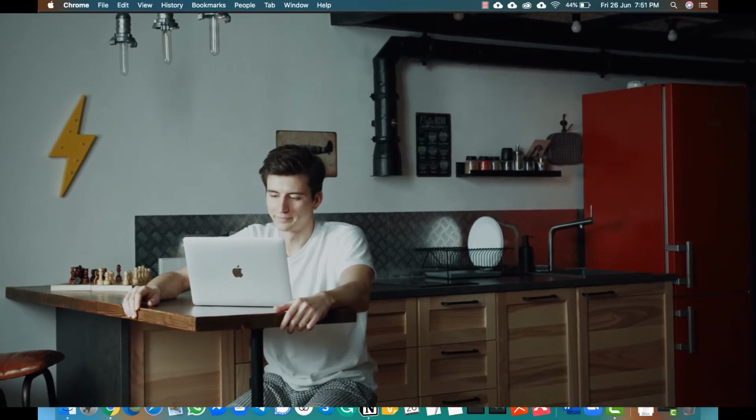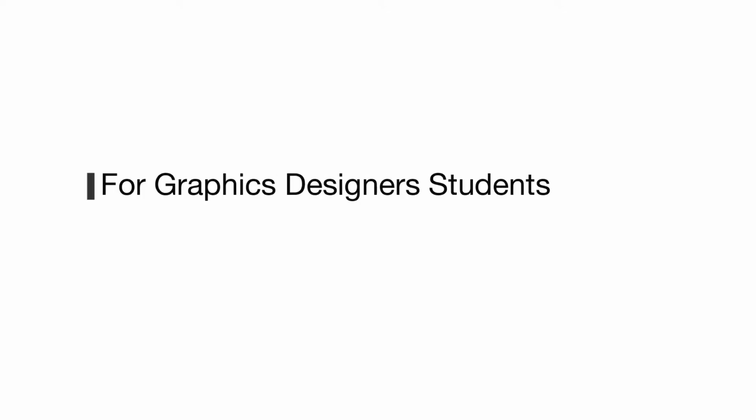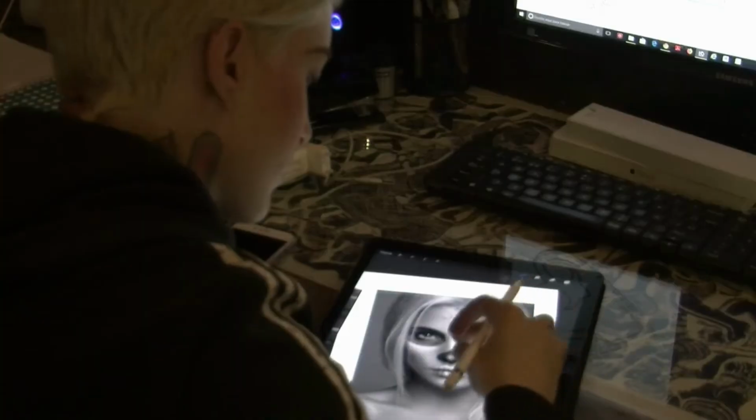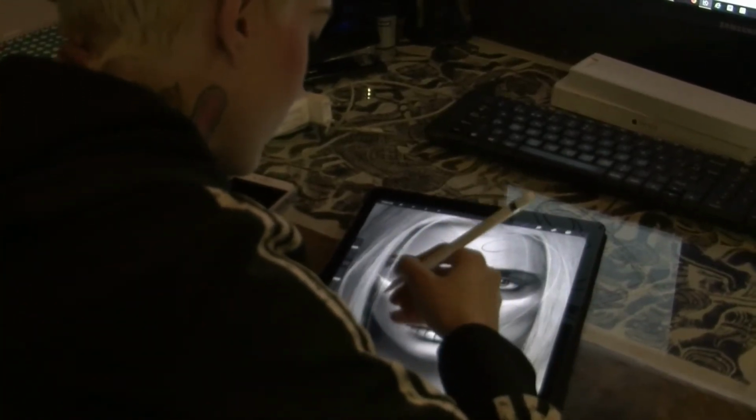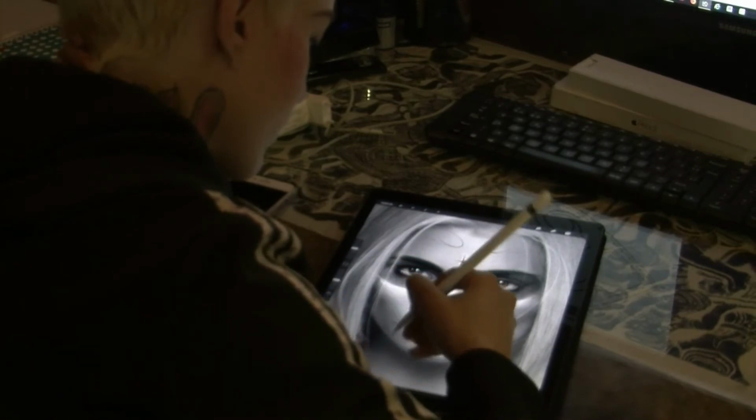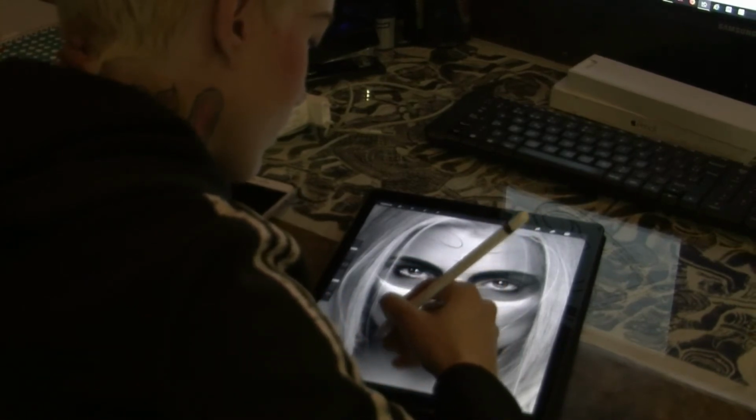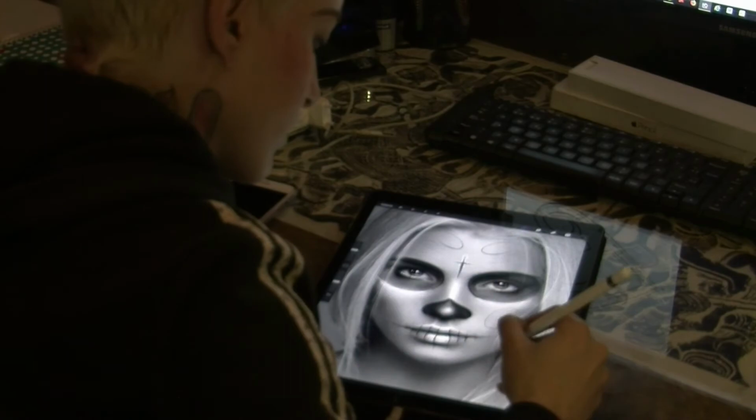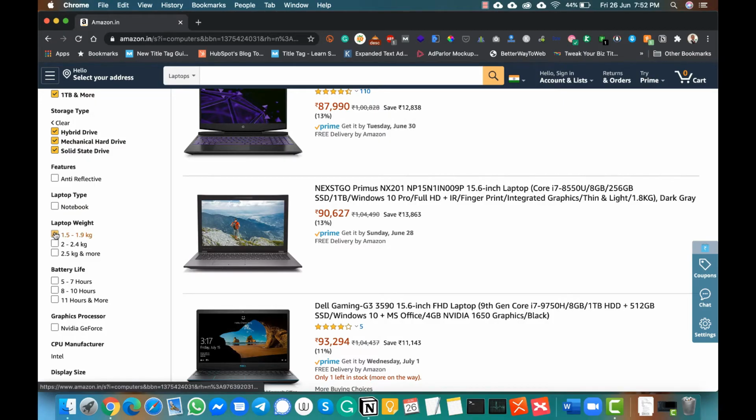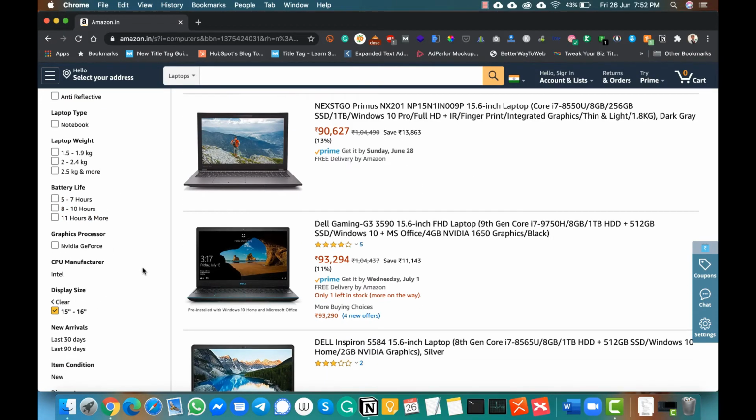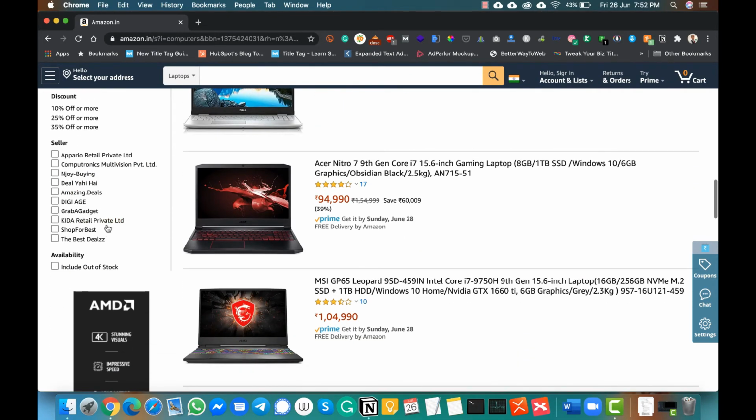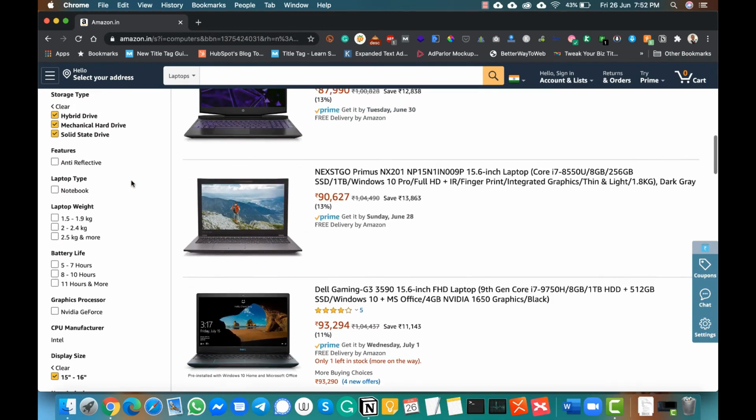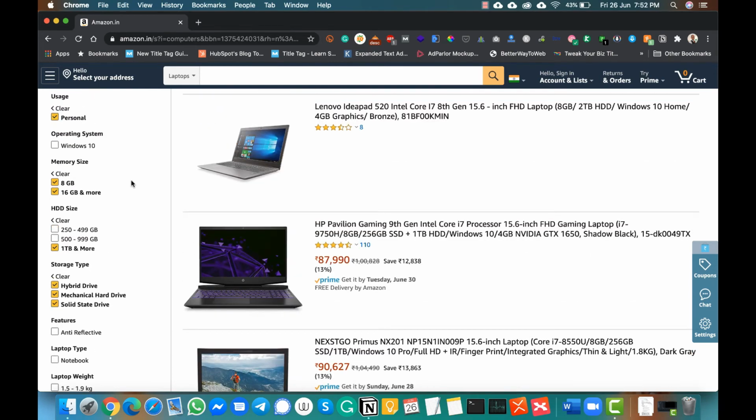For graphic designers and multimedia students. The syllabus for graphic designers and multimedia students might vary from university to university. Keeping in mind the common software programs that they use on their systems, I recommend they take 16 GB RAM, 4 GB dedicated graphics, i7 9th Gen or later processor, 1 TB hard disk coupled with 256 GB SSD for faster rendering, writing and reading speeds.